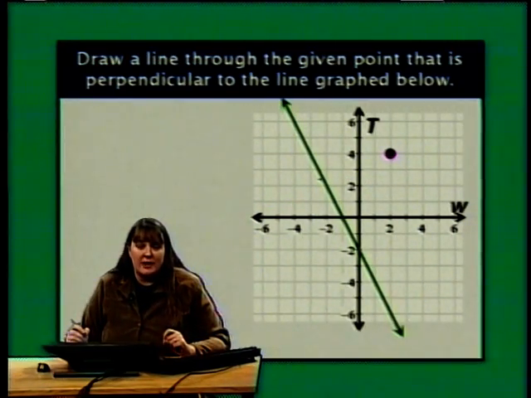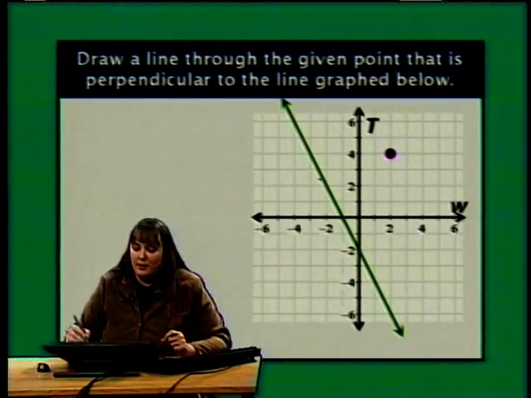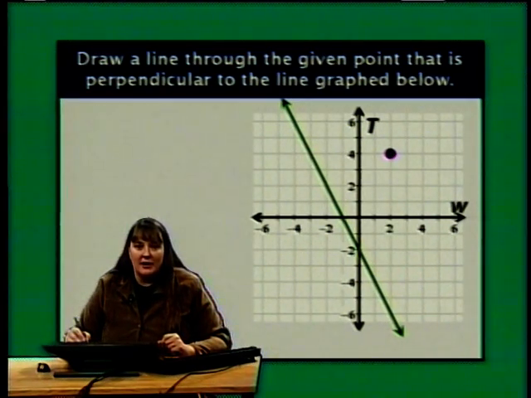Let's look at another example. Same directions. We're asked to draw a line through the given point that is perpendicular to the line graphed below. This time, the given point is not on the line. Shouldn't matter though. Same steps as the last problem. I need to look at the line that's given to me, figure out what its slope is, and then determine the opposite reciprocal of that slope.